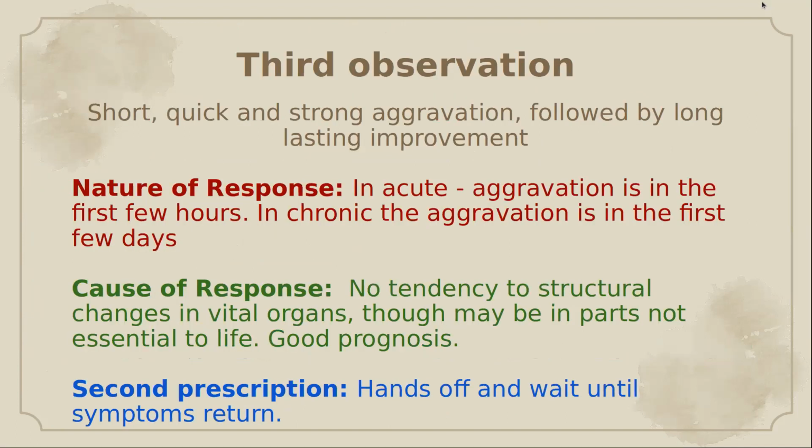And this one is a short, quick, and strong aggravation followed by long-lasting improvement. There was aggravation, but it was for a very short time, and there was a long-lasting improvement. Oh, this feels good. We like to hear this. Okay, aggravation was there a little bit, but there was a long-lasting improvement. And in acute cases, the aggravation is in the first few hours. For the first few hours, the patient will feel a little worse, but then there is improvement. And in chronic cases, the aggravation is in the first few days.